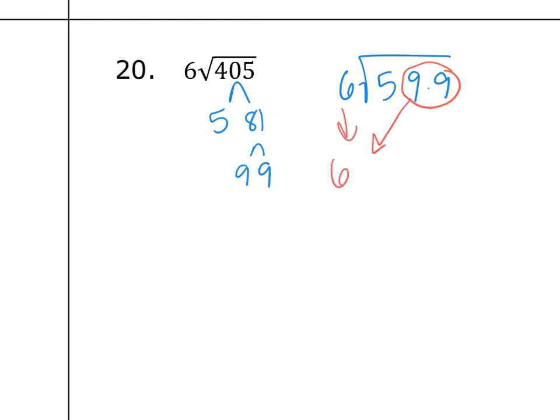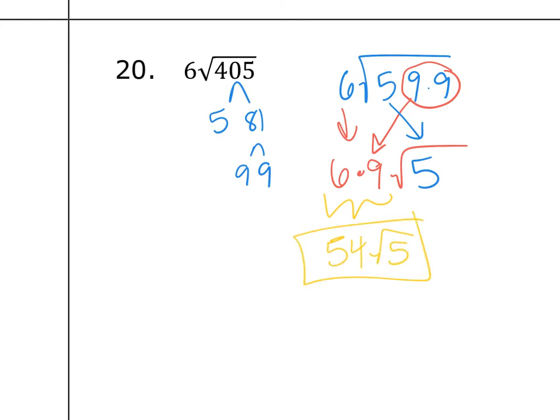So I already had a 6. I'm bringing out a 9. This 5 is staying inside the square root. 6 times 9 is 54 square root of 5. And to double check myself, in the calculator, 6 square root of 405 is 120.7. 54 square root of 5 is this same square root, so I know I've done it accurately.